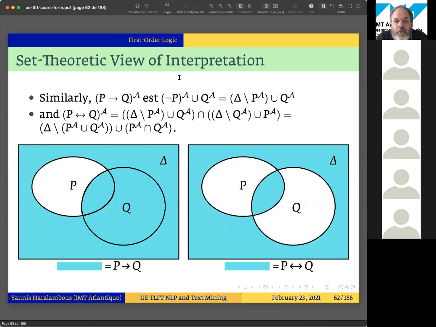What is implication? Implication, we haven't seen it yet. It's one of the next slides. An implication is true either when the left part is true and the right part is true, or when the left part is false.